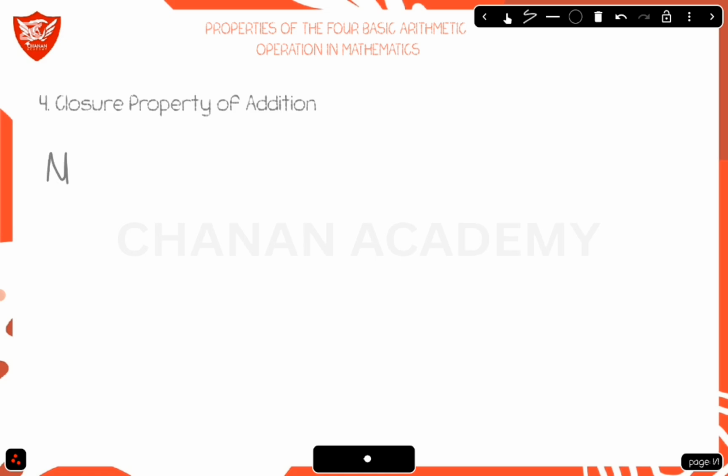So natural numbers are whole numbers such as 1, 2, 3, and so on. We'll talk about different types of numbers in our next video, so just watch out for that.